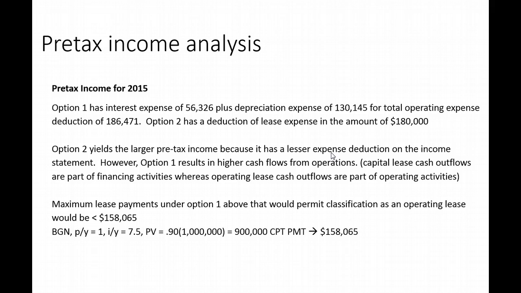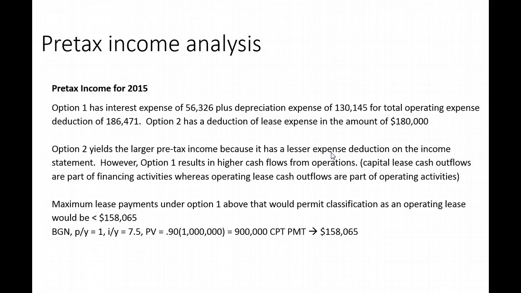And if you recall, option number 1, there was no bargain purchase option. There was no title transfer. It did not meet the 75% of estimated useful life criteria. The original terms did meet that 90% criteria. And so a legitimate question to ask is, what's the maximum payment that we could accept? Remember, we're trying to negotiate this lease agreement.